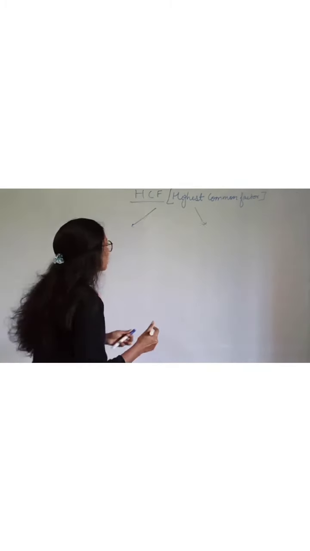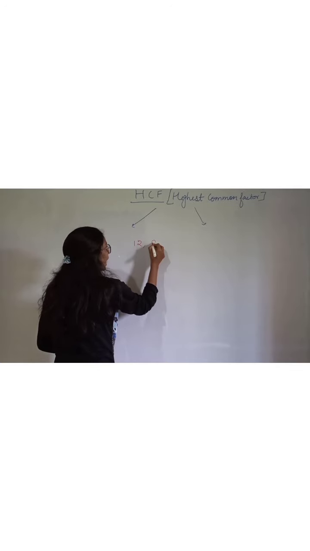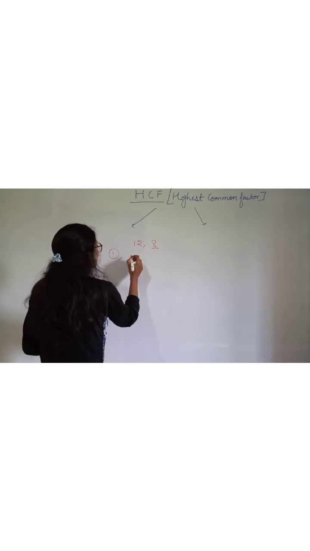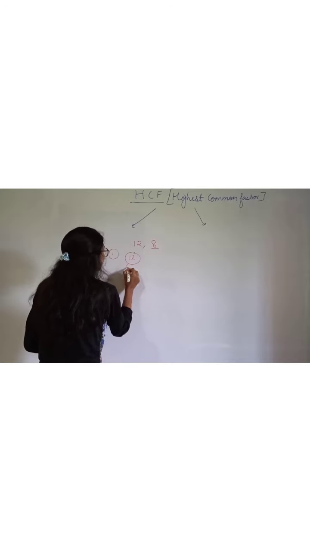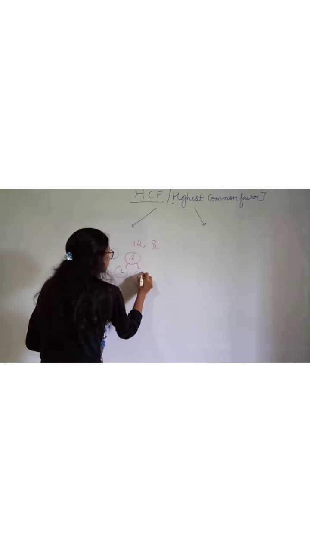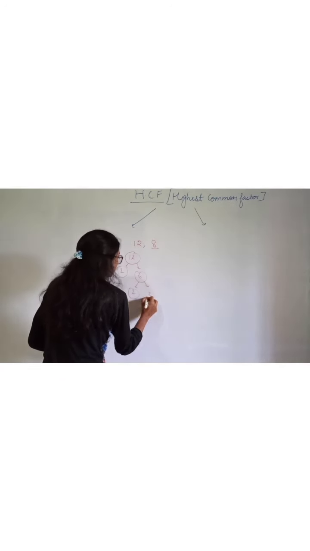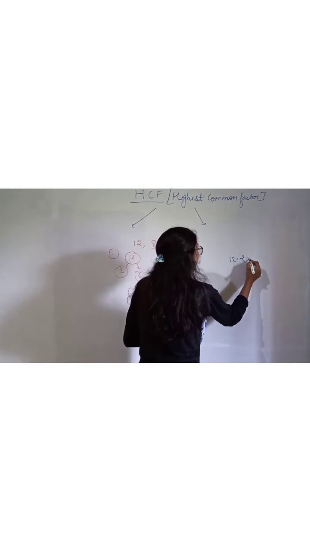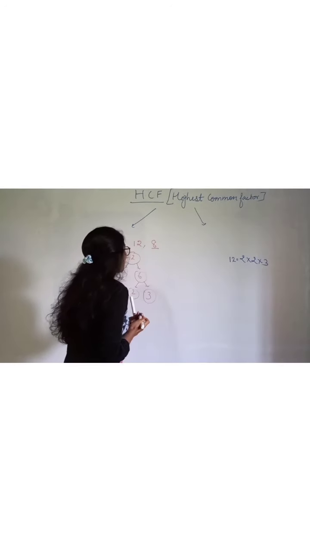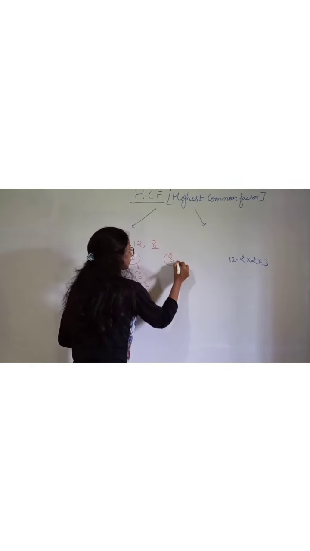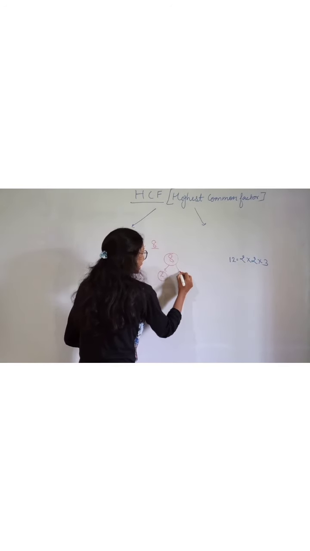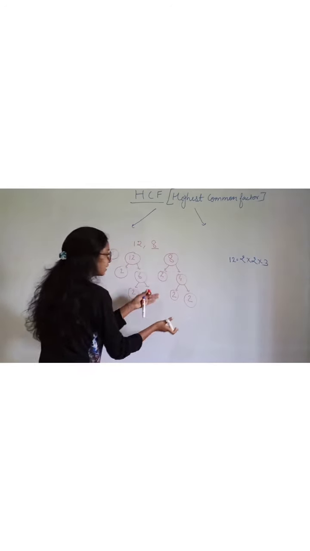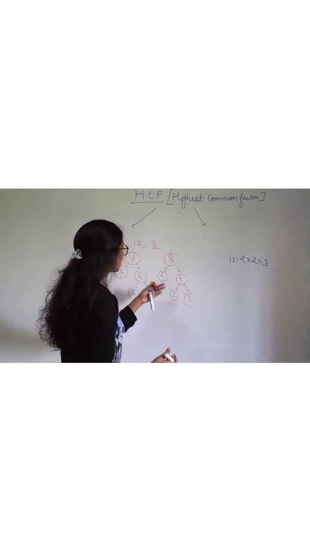Example we will see, suppose 12 and 8. First I will solve with the help of the prime factorization method. So first I will take out the factors of 12. Here you can see the factors of 12 are 2 into 2 into 3. Now next we will move to 8. Here 2 into 4 is 8, so we write it here. Again 2 into 2 is 4, so write it here. Now it can't be divided anymore, so we'll stop here because all are prime numbers.